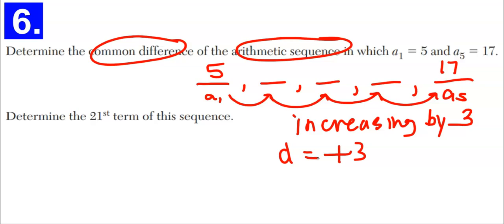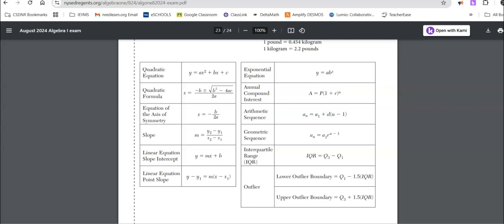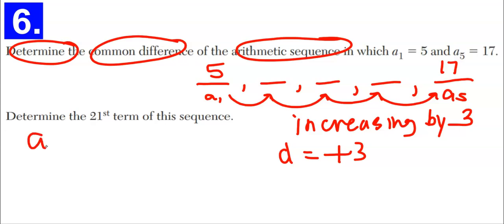Now determine the 21st term of this sequence. So I have to state the common difference. So I did. I answered the first question. Now I'm going to answer the second question. I'm going to go back to my reference sheet. I'm going to grab that arithmetic sequence formula right here, and I'm going to copy it onto my workspace. A sub n equals a sub 1 plus d times n minus 1.